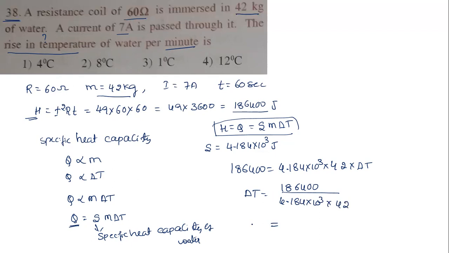Okay, we are going to simplify this now. After simplifying, what answer are you going to get? 1.06 degrees Celsius. So I can say it is nearly equal to 1 degree Celsius. Where is the answer? Third option. So the third option is the correct answer for this question. Okay, let's see the next question now.